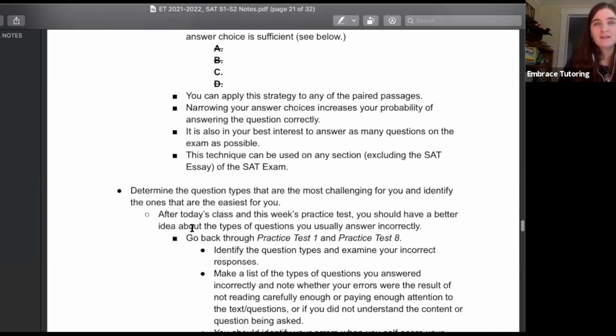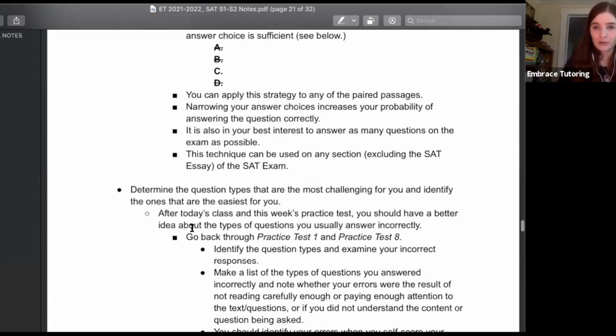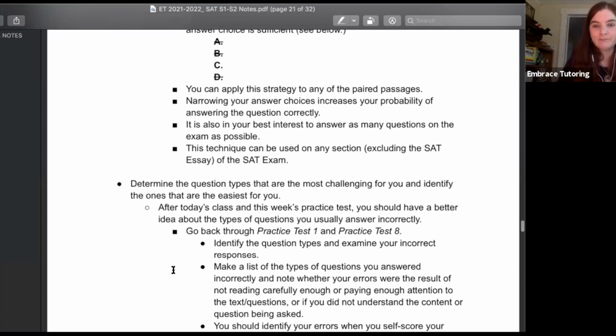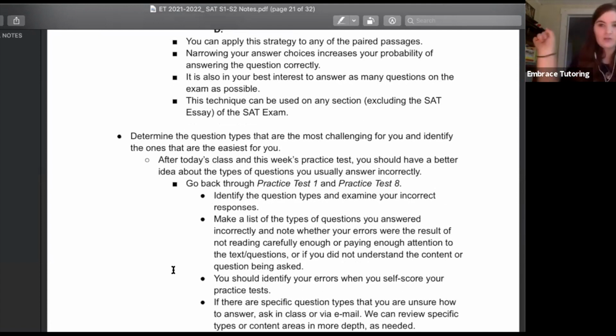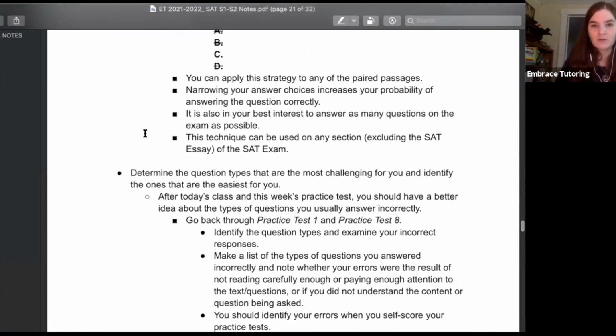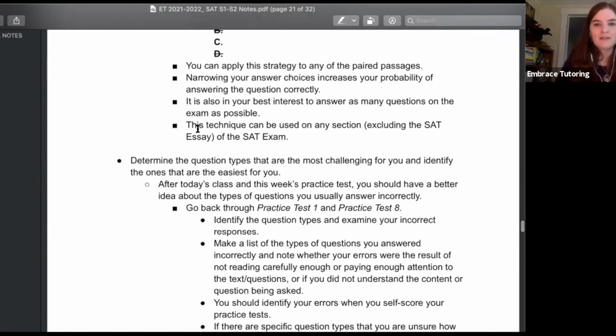Because the key is you want to save yourself time and energy. So that's why you focus only on the letter of the answer to cross it off instead of trying to scratch everything out and say, no, that's not it. That's going to waste so much effort and energy. So don't do that. Try to conserve your strength as you go through this test. It's in your best interest to answer as many questions on the exam as possible. So you want to make sure that you do that.